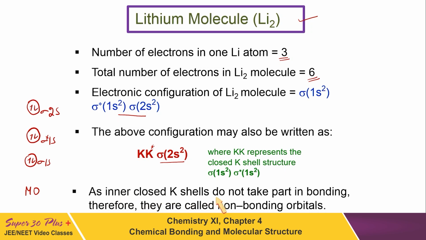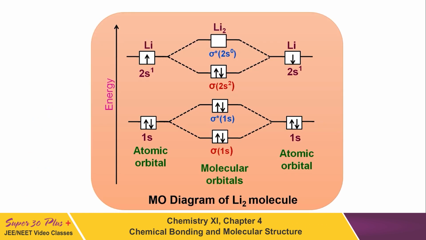As the inner closed K shell do not take part in bonding, therefore they are called non-bonding orbitals. So this will be drawn like this. As I told you, 2 electrons in sigma 1s, 2 in sigma star 1s, and 2 electrons in sigma 2s. Alright. So this is the MO diagram of the Li2 molecule.